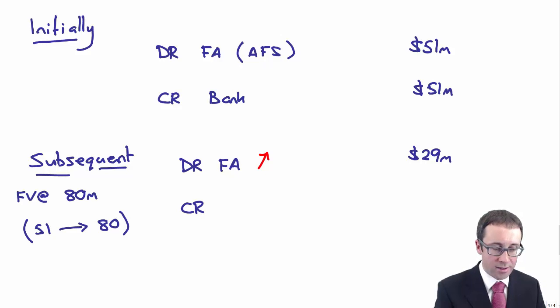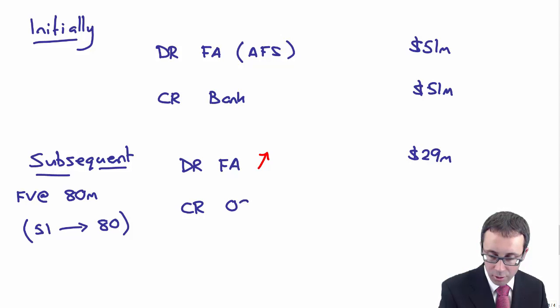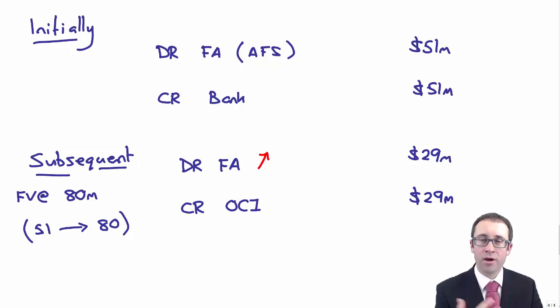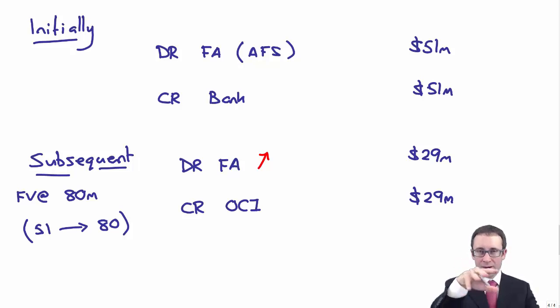And the credit that you have doesn't go to profit or loss. It goes to other comprehensive income. So that bit at the bottom of your statement of profit or loss and other comprehensive income for those unrealized gains and losses, isn't it? Okay. So you credit OCI with 29, and then that would feed into the statement of financial position through your other components of equity.